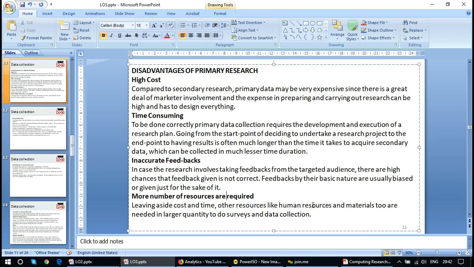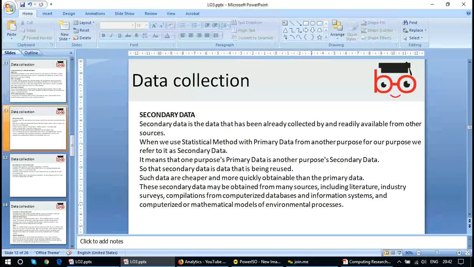They didn't concentrate, or maybe the particular number of people were biased, or maybe they just did it formally. So these are the disadvantages of the primary research. However, we discussed the advantages as well. It really depends on what you want to do.